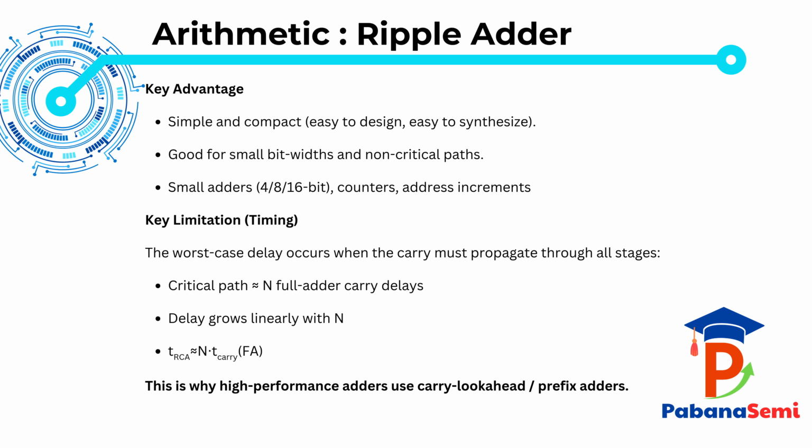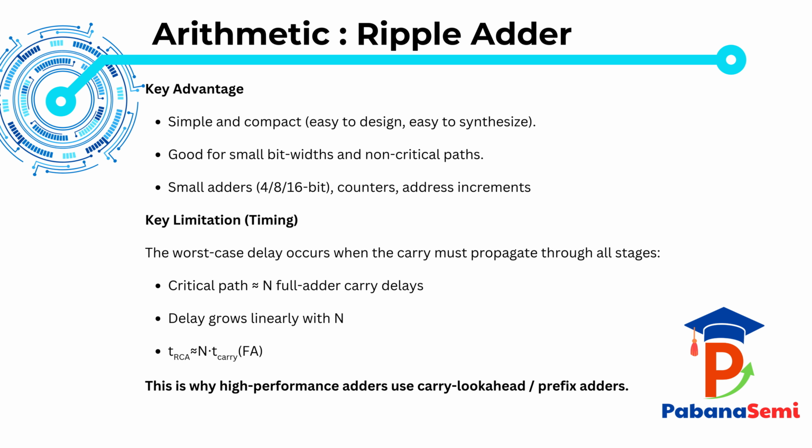Summarize the ripple carry adder with its key advantage and limitation. The biggest advantage of a ripple adder is that it's simple and compact. It's easy to design, easy to code in RTL, and easy for synthesis tools to optimize. Because of that simplicity, ripple adders are commonly used for small bit width adders like 4, 8, or 16 bits, and also in blocks like counters and address increment logic where the timing is not extremely tight.